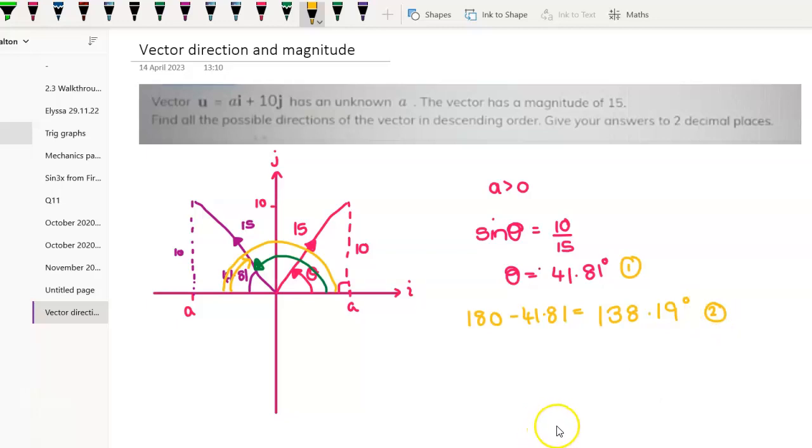I suppose, no, a can't be 0 because that would just have a magnitude of 10, so they are all your possible solutions. Hope that helps, love.